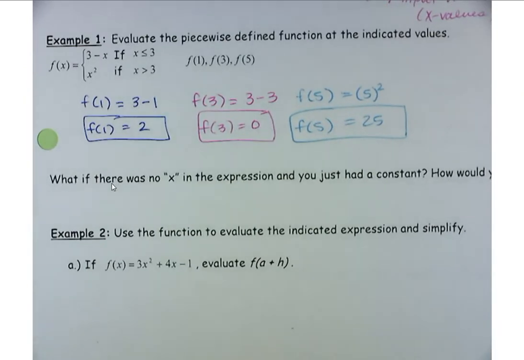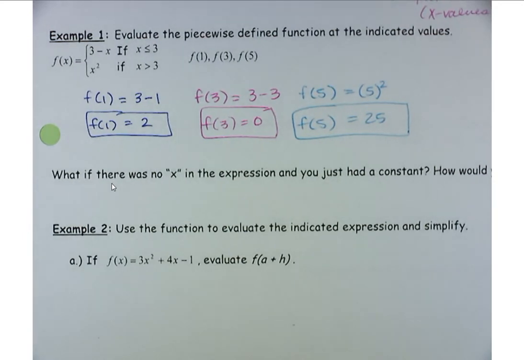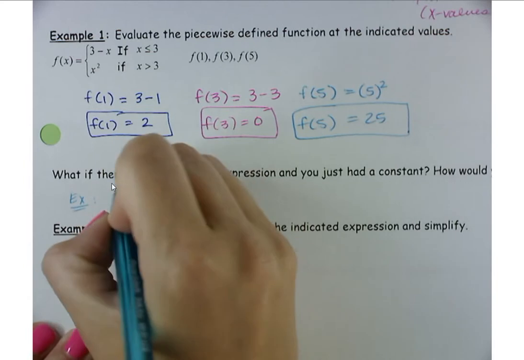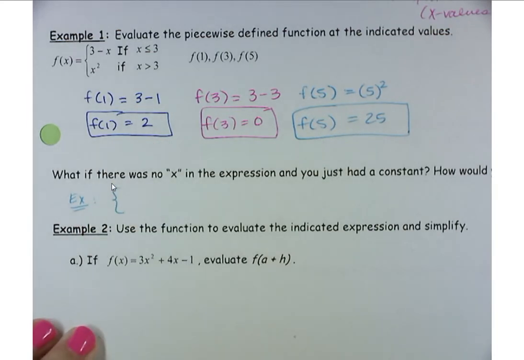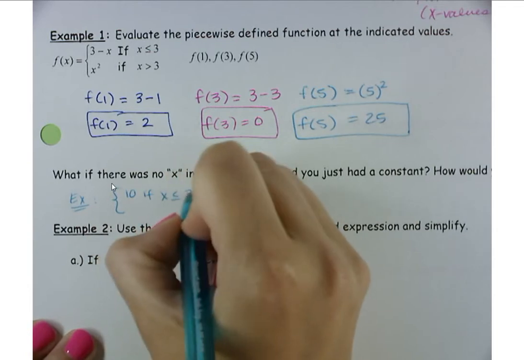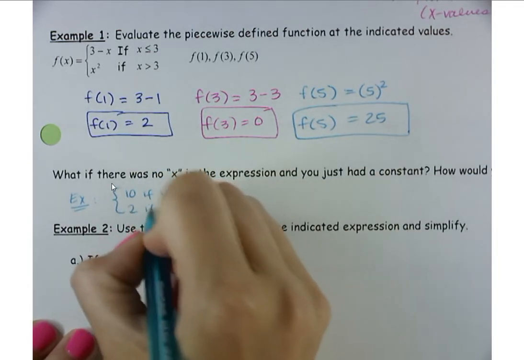Okay, questions for me about that one? That is something that you did in Algebra 2. If you were using your textbook, it was Chapter 6, Section 3, so 6.3. And then I'm asking you, what if there was no x in the expression and you just had a constant, how would you evaluate? So what I mean by that is if you had like this, so if you had 10, if x was less than or equal to 3, and 2, if x was greater than 3.